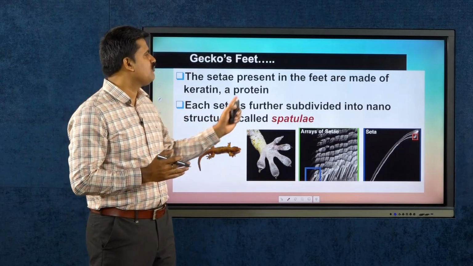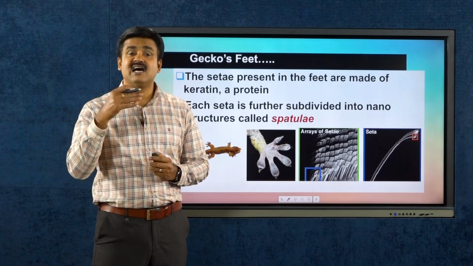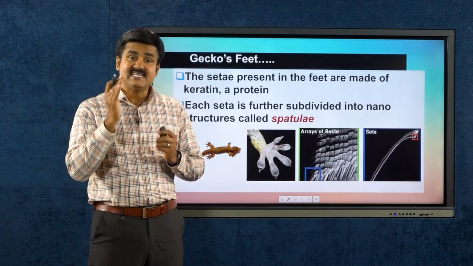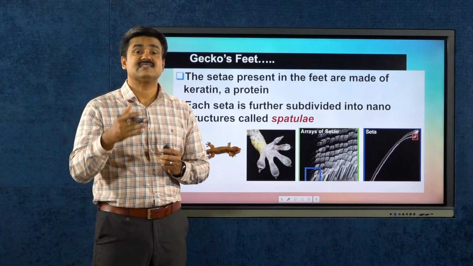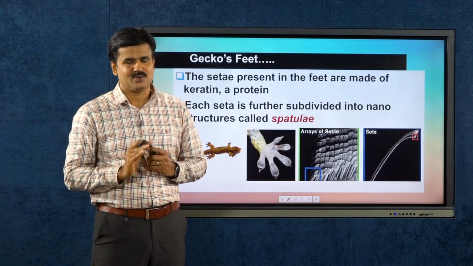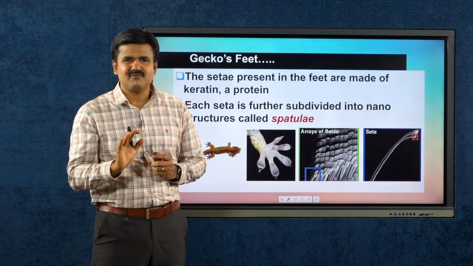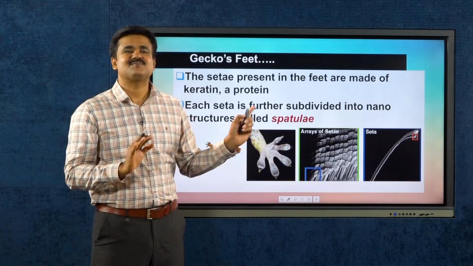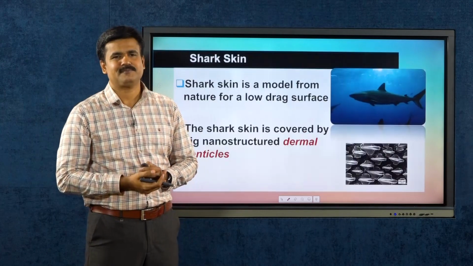Each seta is further divided into nanostructures. Those nanostructures are called spatulae. So, setae consist of spatulae. Several setae are present in the toes of a gecko, and those setae are responsible for the strong adhesion property. In a simple way, the spatulae are responsible for that strong adhesion property.